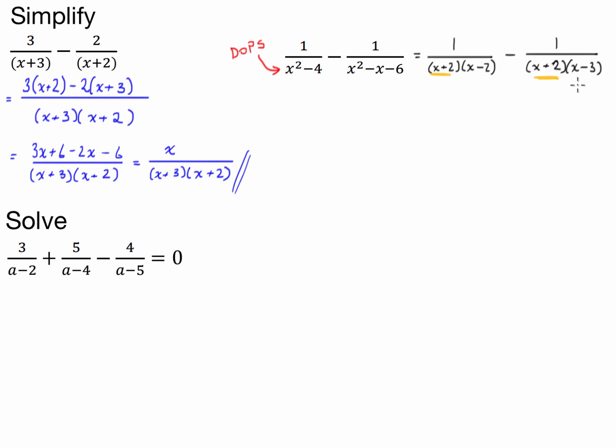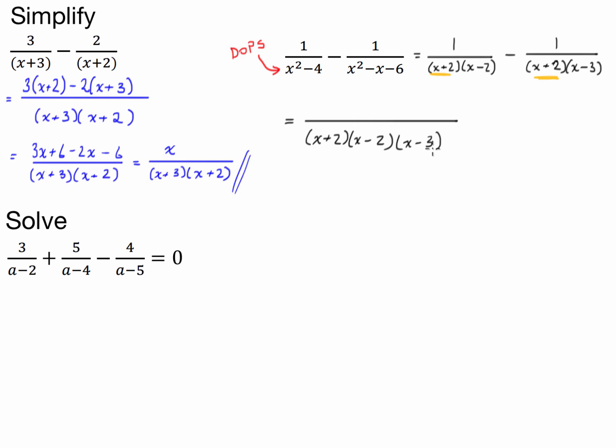But we're going to have to multiply this denominator by x minus 2, and we're going to have to multiply this denominator by x minus 3. So let's go about doing that. Now we're going to have one big fraction, and the denominator is going to look like this: x plus 2, x minus 2, and then x minus 3.